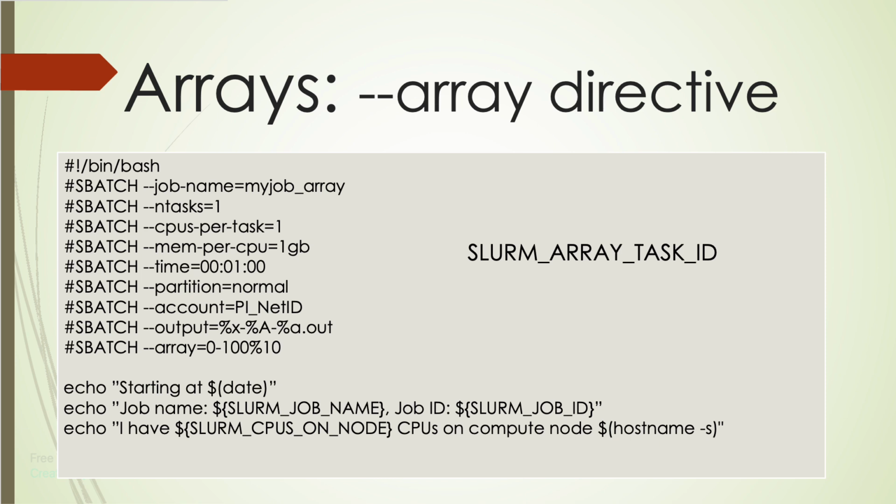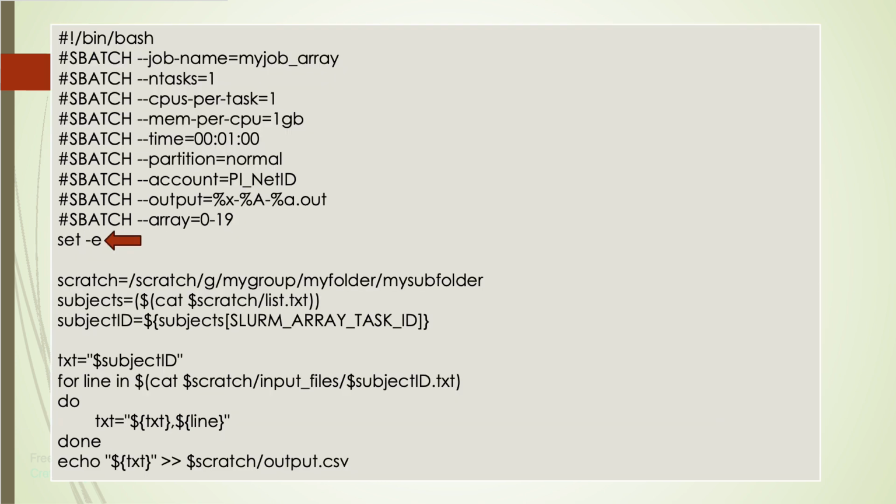Let's now write the actual commands that will be executed on all subjects. We're first going to add this flag, -e, right after the header with the sbatch directives. It will make the program exit as soon as it encounters an error. Otherwise, the program will continue to execute after an error, potentially producing wrong results. For example, if one of the subject files doesn't exist, we want that job to fail instead of writing an empty line on the output file. It's a good practice to use this flag in every SLURM script and not only when using arrays.